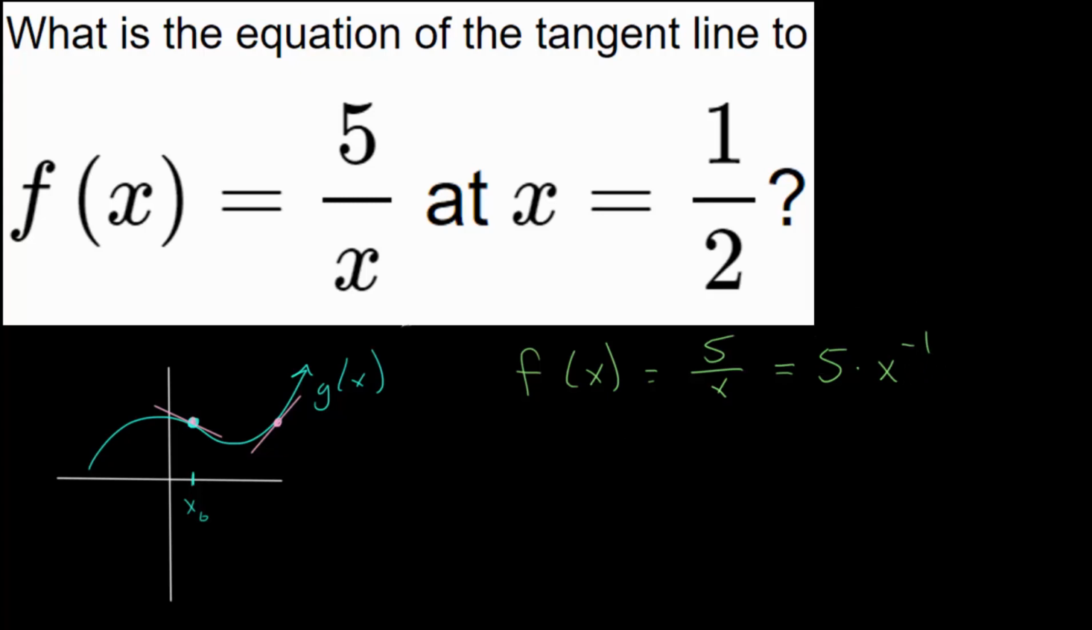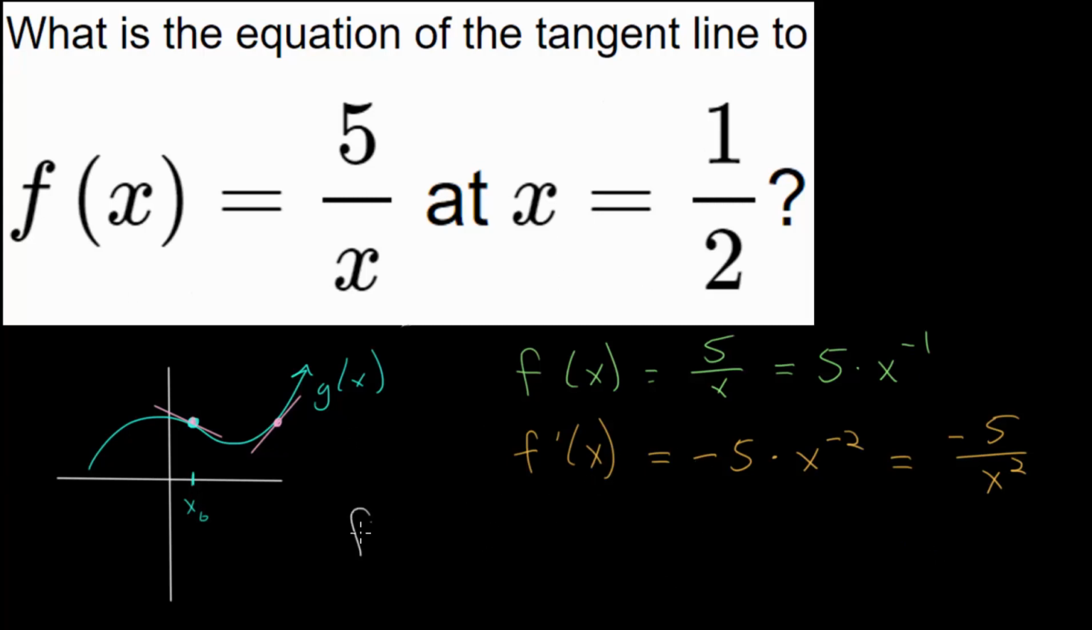So then we can use the power rule for derivatives. We can take the derivative of our function f with respect to x. And using the power rule, we bring down our exponent and we multiply. We have -5 multiplied by x to the -2 since we subtract the exponent by 1. And if we want, we could write this as -5 over x squared. But we need to find the derivative at this particular x value. So let's plug that in.